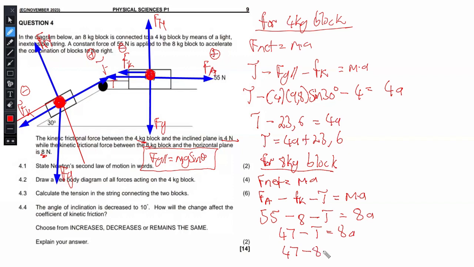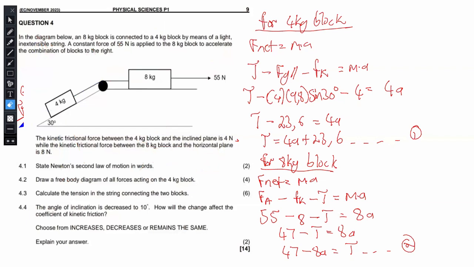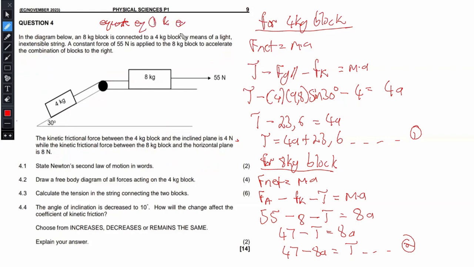So 47 minus 8a is equal to t. I simply took this one over to this side, and took the 8a over to that side. Then I will call this equation 2, while this I will call equation 1. At this point, we can see that we now have two equations expressed with t being the subject of the formula, right? So because both these expressions are equal to t, these expressions are also equal to themselves. So we can equate equation 1 and equation 2 because they're all equal to t.